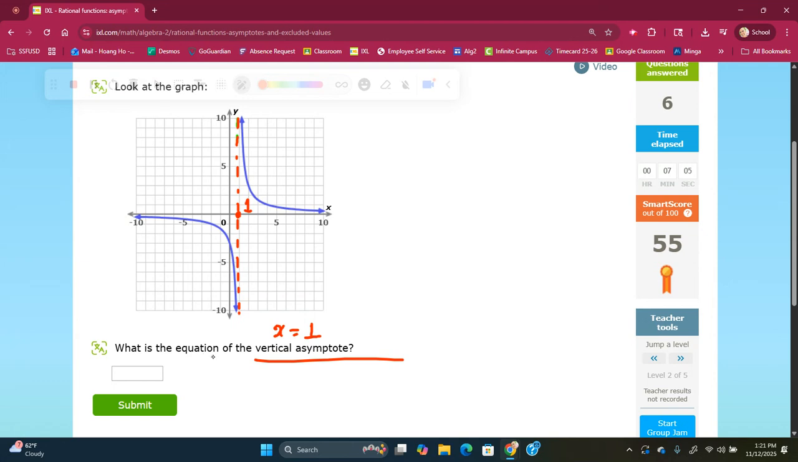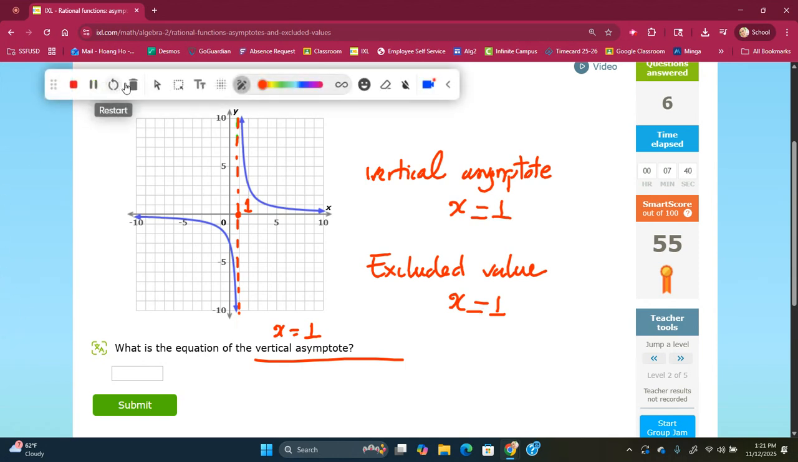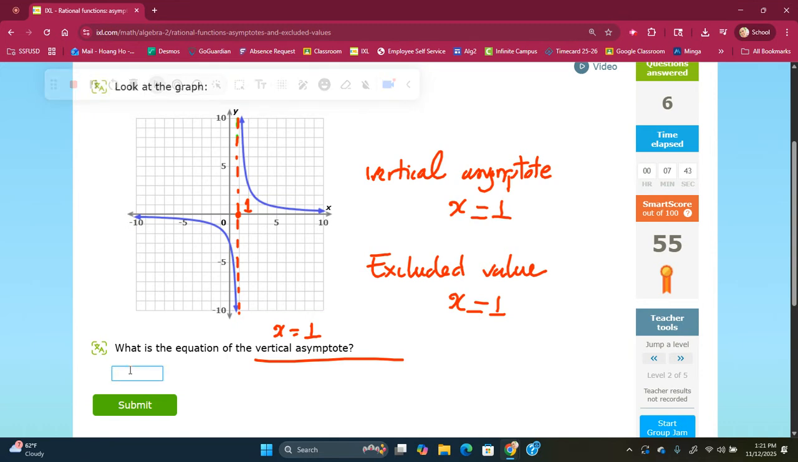So let me write down the vertical asymptote. It's a graph, a vertical line. So x equals 1 in this case. But if they ask you for the excluded value, that value is also x equals 1. So I put the answer right here, x equals 1 in this case.